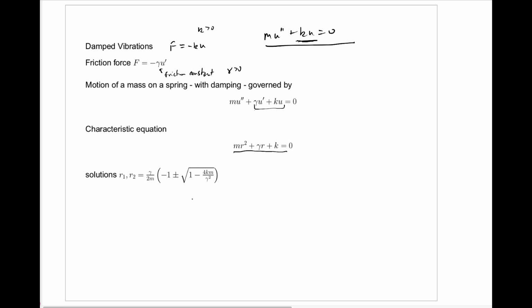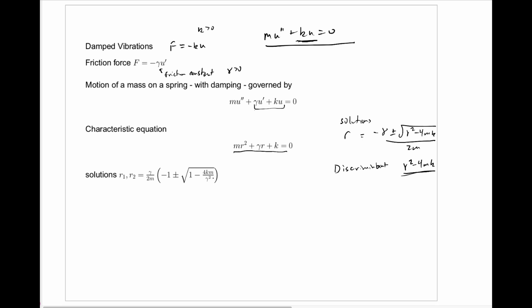Remember, all of these three constants are positive, and we can just use the quadratic formula and say that the solutions r are just minus gamma plus or minus the square root of gamma squared minus 4mk, all over 2m. It's going to be very important what the discriminant gamma squared minus 4mk looks like. We'll worry about that in a second. Before we do, if you factor out a gamma over 2m, you can write the solutions r1 and r2 as gamma over 2m times minus 1 plus or minus the square root of 1 minus 4km over gamma squared.